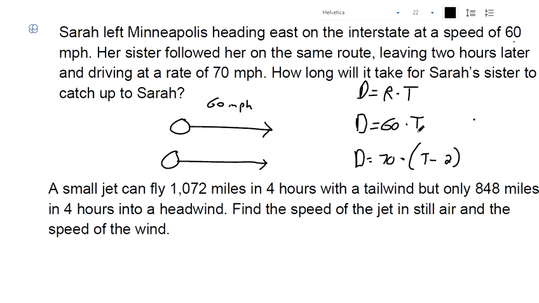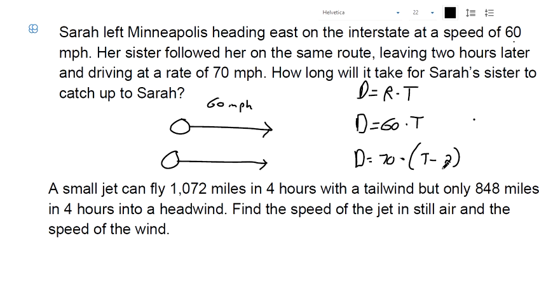Because if t is the time that Sarah has spent traveling, then the time that Sarah's sister has spent traveling is 2 hours less. So, like at time t equals 2, Sarah's sister has traveled 0, right? So that needs to be t minus 2, not t plus 2, like I was thinking. Because 2 minus 2 gives us 0, and that makes sense of the word problem. Sarah's sister was leaving 2 hours later.